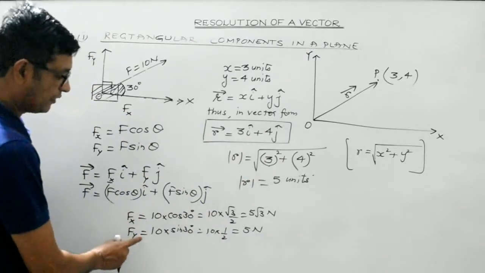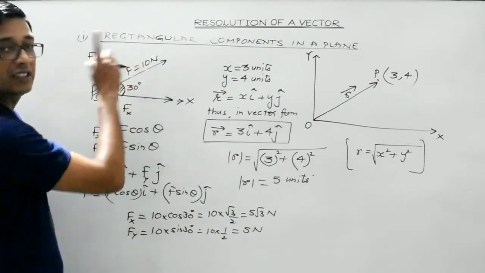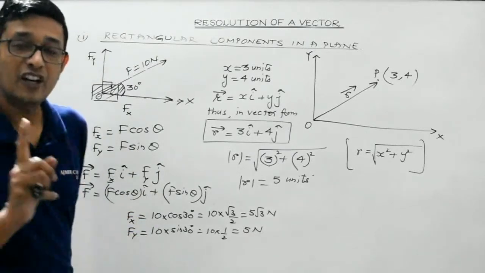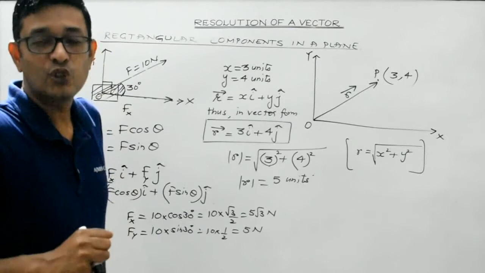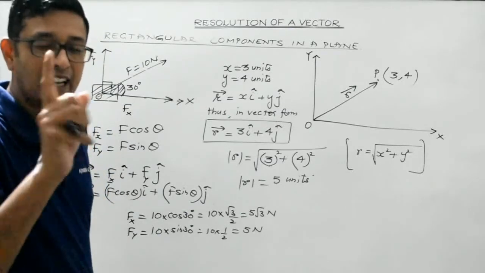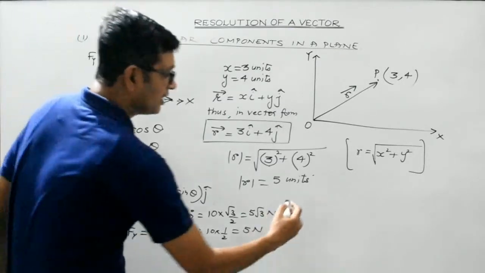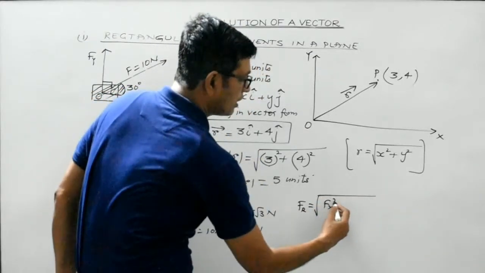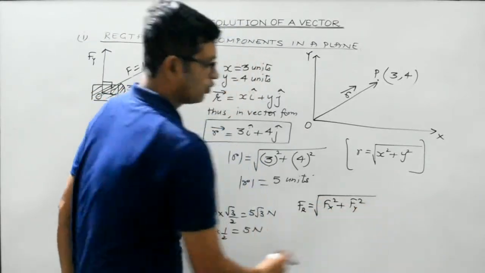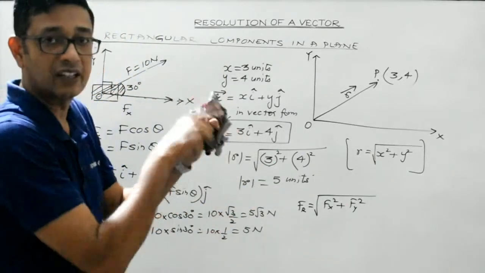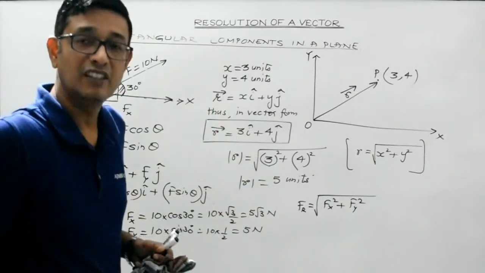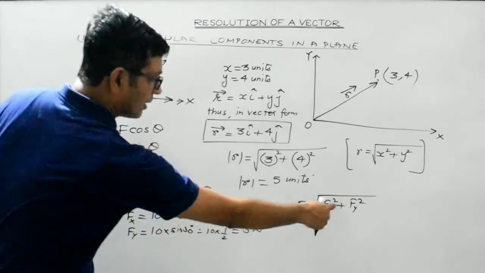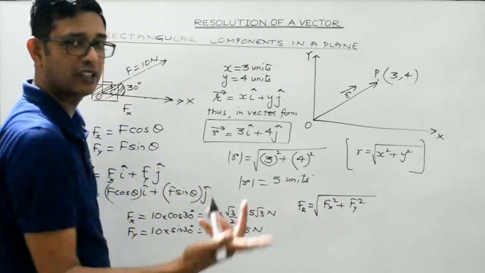The resultant of Fx and Fy should give us 10 Newton. Now students, look, these are the two vectors which are at right angle to each other. So whenever two vectors are at right angle to each other, the resultant is given by square root of Fx square plus Fy square. This is the formula. If A and B vectors are perpendicular to each other, then the resultant is given by square root of A square plus B square. You can substitute the values of Fx and Fy over here, you will get 10 Newton only.